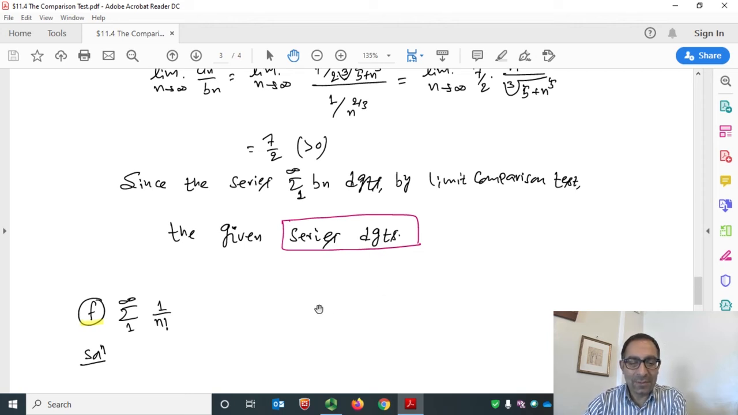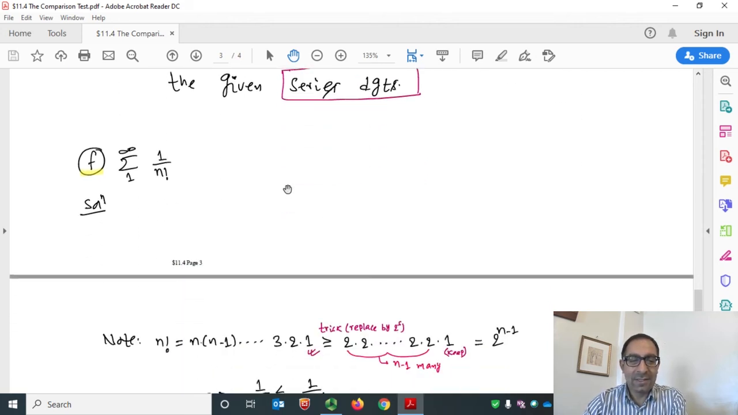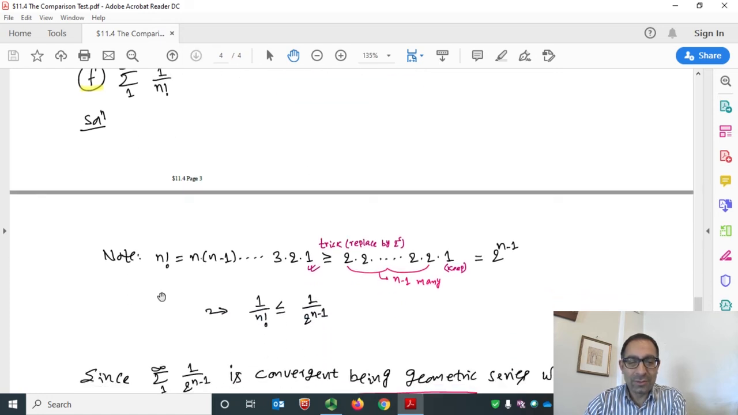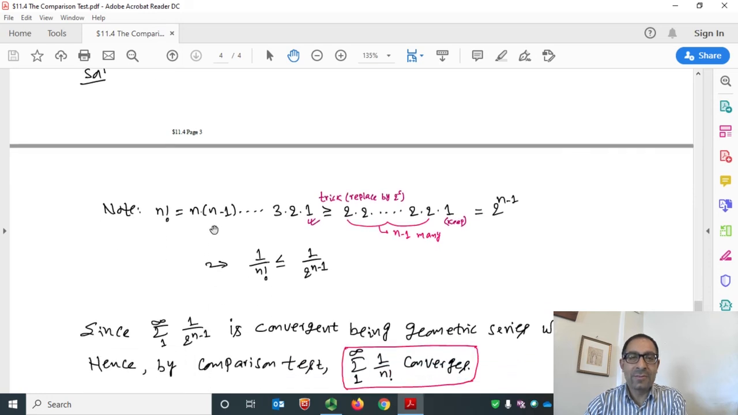Let's do another example, part F. Let's check whether this series is convergent or divergent. The given series is the sum of 1 over n factorial, n equals 1 to infinity. Note, n factorial is, we know, n times n minus 1 times n minus 2 dot dot dot times 3 times 2 times 1, and we know 0 factorial is 1, right? So this is n factorial.